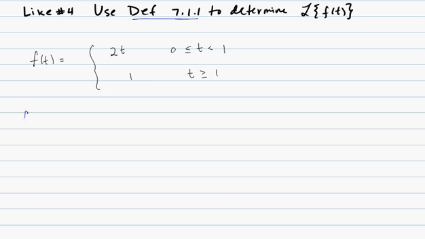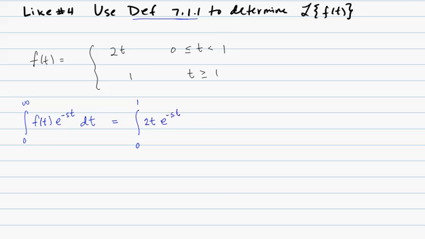So the definition says that the Laplace transform is the integral from 0 to infinity of f of t times e to the minus st dt. Well, in this case, I can't just plug in f of t because it depends on the values of t, or for different values of t, I get a different value of f of t. So what I can do is isolate the values, from 0 to 1, for example, where I know what the value of f of t is, and in that case it's 2t.